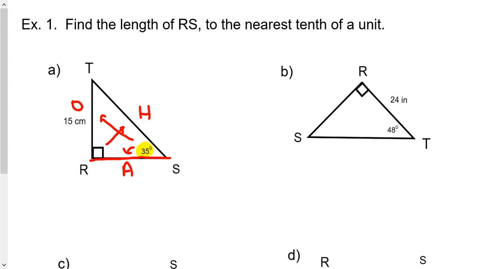Right, and let's call that X. We can call it RS, we can call it whatever. Let's call it X for the sake of solving. And so when I'm creating this, I know my opposite side length, and I'm trying to find my adjacent.